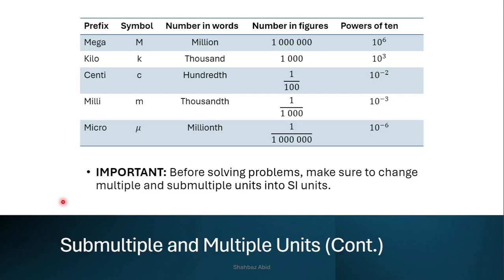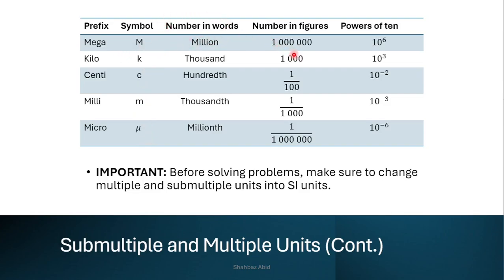Here are some of the most common examples of the submultiple and multiple units. Mega and kilo are examples of multiple units. Centi, milli and micro are examples of submultiple units. Their symbols are mentioned here. Mega is denoted as capital M, kilo is small k, centi is small letter c, milli is small letter m, and micro is denoted by the letter mu.